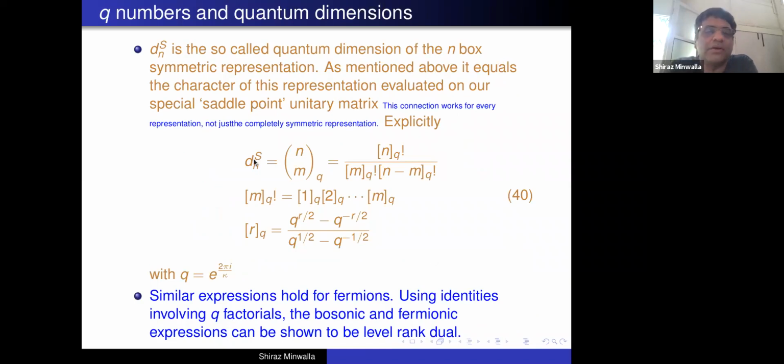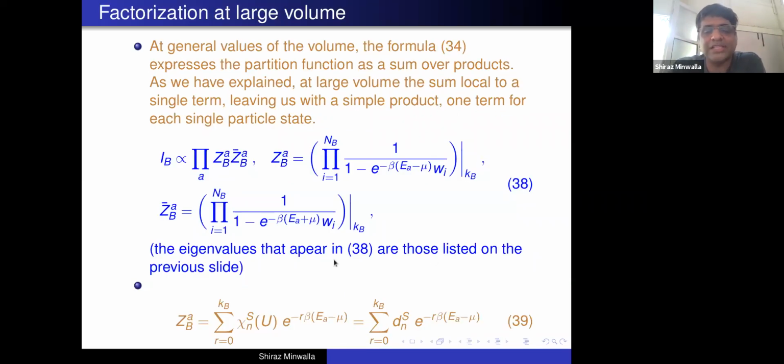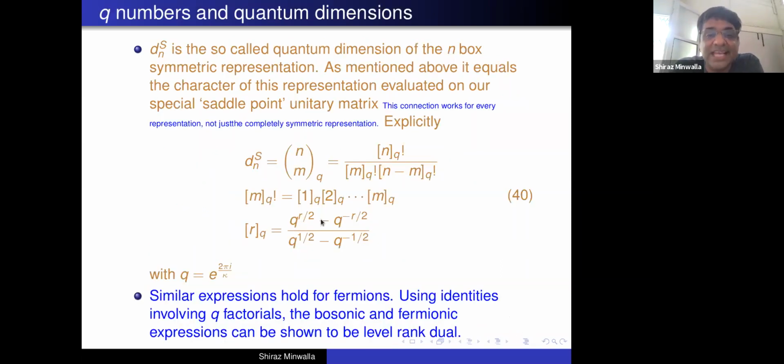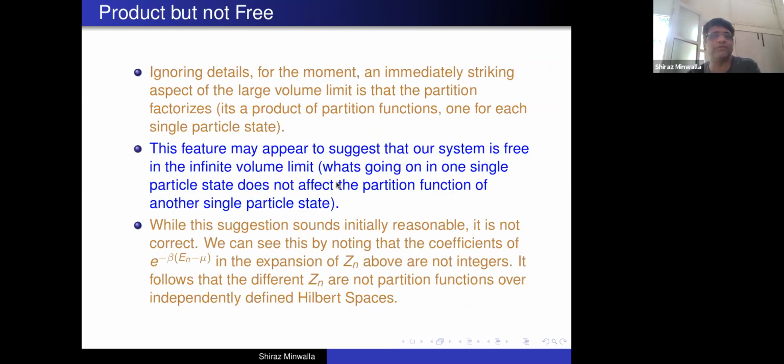For instance, I've written it down here for the bosons. Whereas for bosons you would have had these combinatorial factors that I presented to you before, in these theories the combinatorial factors are replaced by their q-number analogs. There are similar expressions for fermions. So, ignoring details for the moment, an immediately striking aspect of this large volume limit is that the partition function factorizes as a product of partition functions, one for each single particle state.